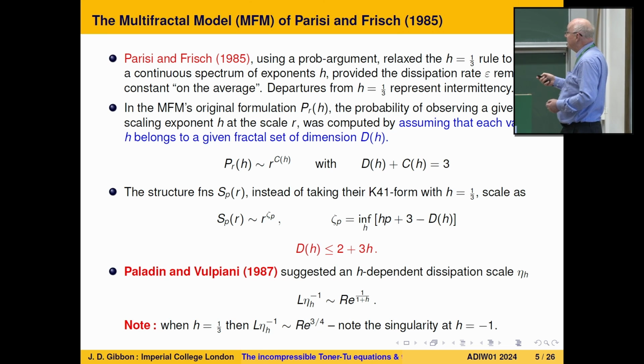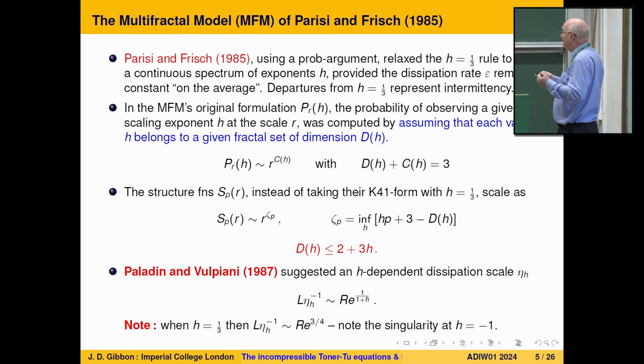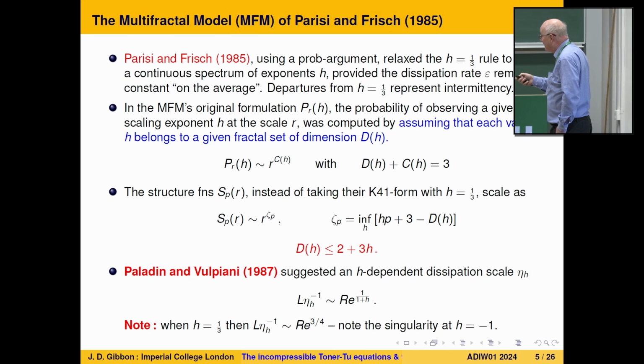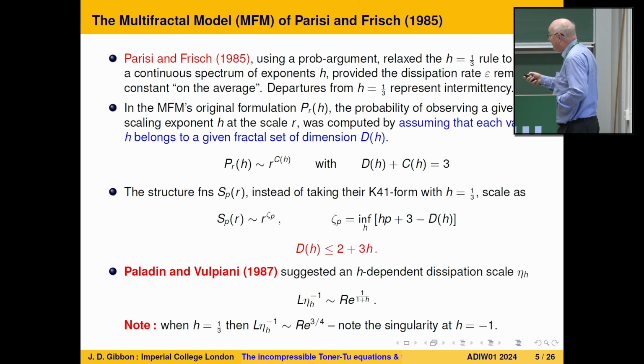So, historically, Parisi and Frisch addressed this problem by using a probabilistic argument, and they relaxed this strict H is a third rule to say, well, let's keep the energy dissipation rate constant on some probabilistic average. And that allows you some freedom of departure from H is a third to represent intermittency. So they introduced P_r(h) as the probability of observing a given scaling exponent h at a scale r, and that h belongs to a fractal set of dimension D(h).